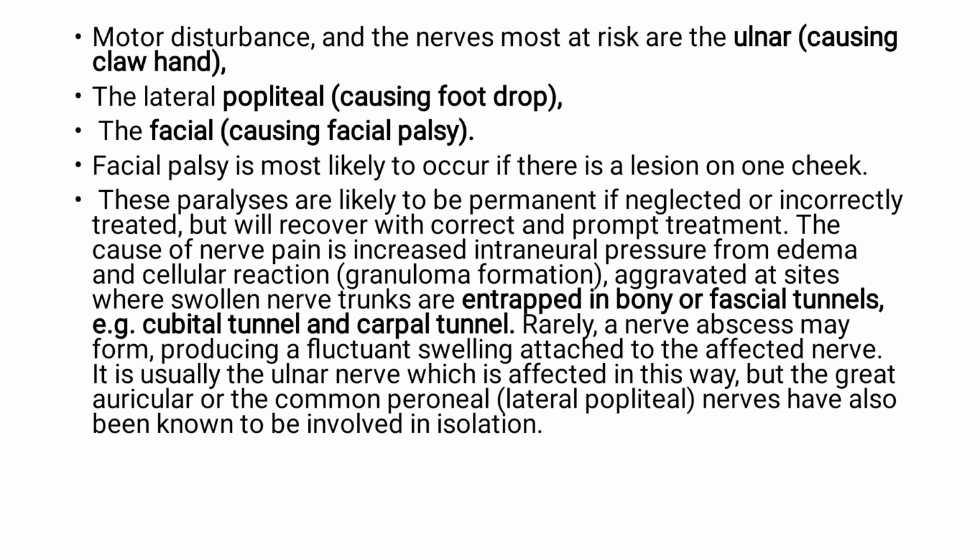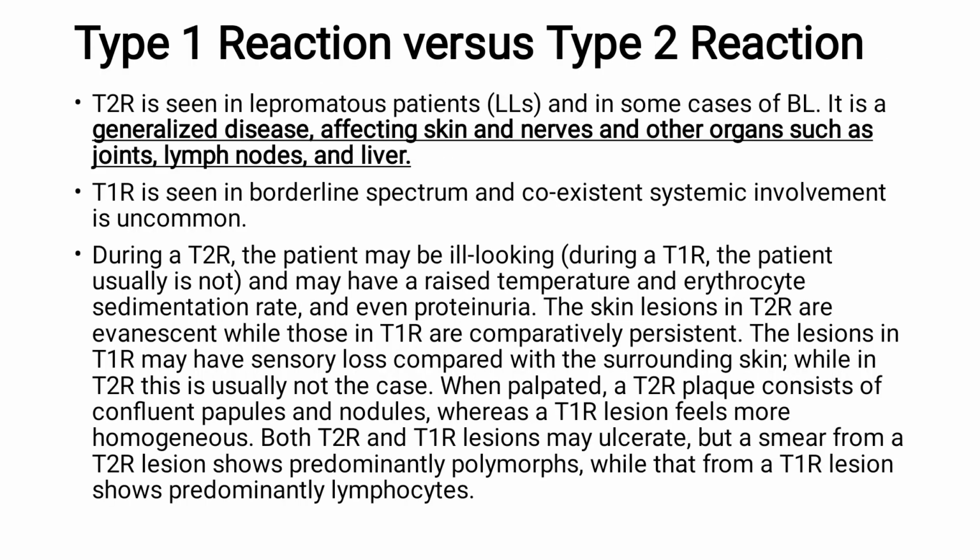The cause of the nerve pain is increased intraneural pressure from the edema and cellular reactions due to granuloma formation, aggravated at the sites where the swollen nerve trunks are entrapped in bony or fascial tunnels, for example, the cubital tunnel and carpal tunnel. Rarely a nerve abscess may form, producing a fluctuant swelling attached to the affected nerve. It is usually the ulnar nerve which is affected in this way, but the great auricular or the common peroneal, lateral popliteal nerve has also been known to be involved in isolation.